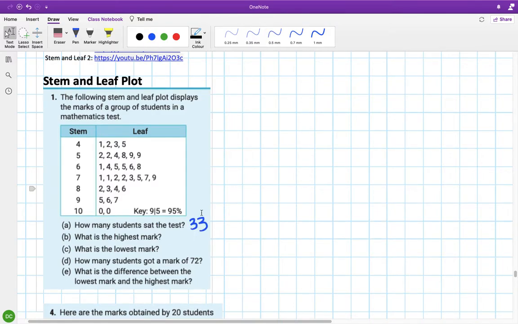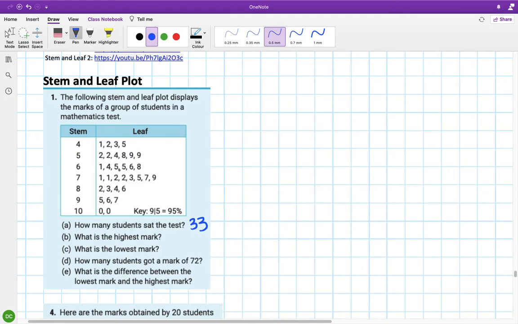And I think that's right. Let me check it again. 4 plus 6 plus another 6 plus 2, 4, 6, 8 plus 4 plus 3 plus 2. Yeah, 33.